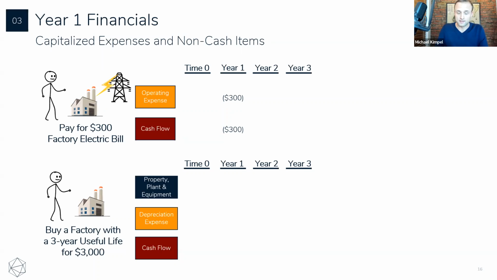As an example of that, if we imagine we bought a factory with a 3-year life for $3,000, we would clearly have the cash flow at the outset. We have to pay for the thing, right? So the money goes out the door, but we don't expense the entire thing in the first period. So what we would say is, okay, we're going to move the cost of acquiring this factory to our balance sheet and then spread it out over its useful life.